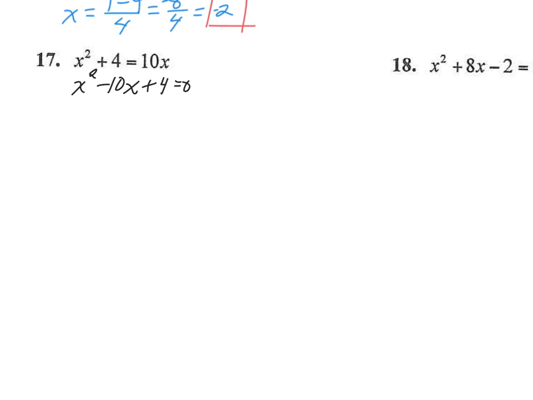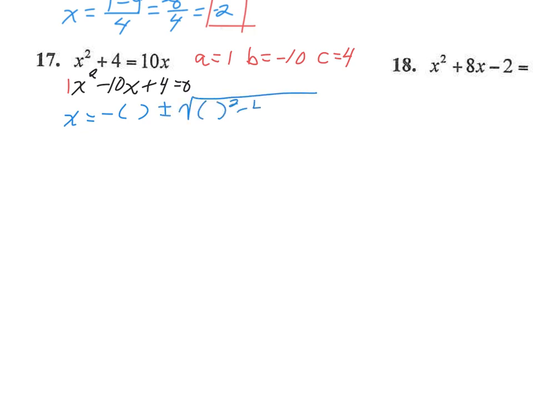So list out your A, B, and C. A is 1 because that's the coefficient of the squared term. B is -10, and C is +4. So prepare your template. X is the opposite of B, plus or minus the square root of B squared minus 4 times A times C, all over 2A. All right, so let's substitute in our numbers. We have negative 10 here and here, and then we have a 1 here and a 4 here, and then a 1 here.